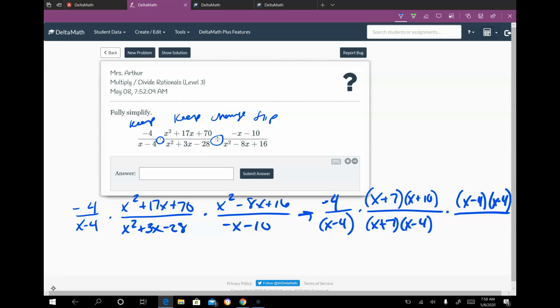Now, remember when I told you that when the leading coefficient's negative, to always pull it out? So we're going to pull out a negative 1, and I get x plus 10. Okay? I told you that in a previous video. When your leading coefficient's negative, pull that negative out and see what happens.